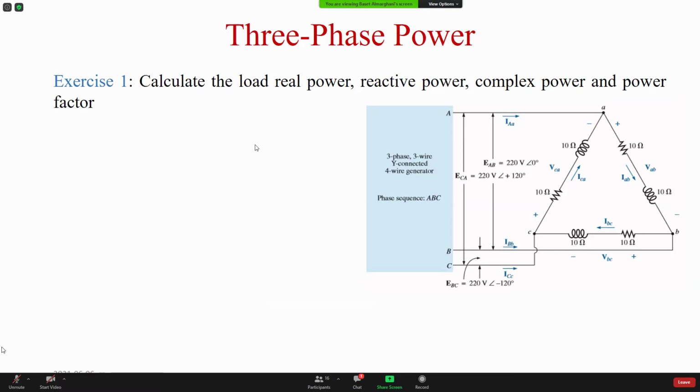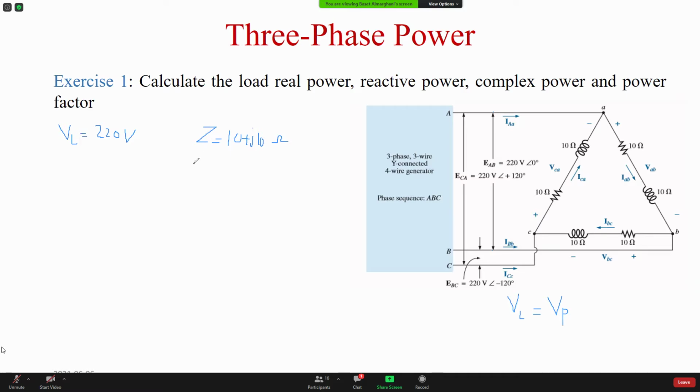Now it's delta. Now in delta connection, V phase equals V line. What we have here, we have the line voltage, 220 volt. We have the phase impedance, 10 plus J10 ohm.